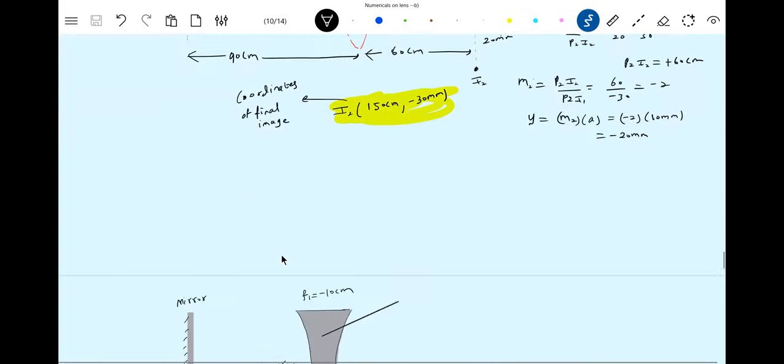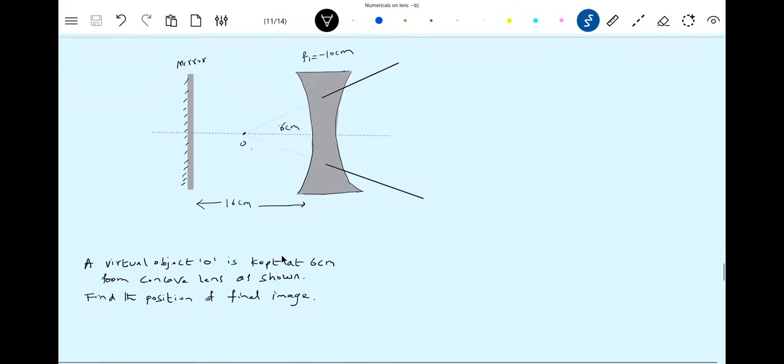Oh, I have a few more problems. A virtual object is kept at 6 cm from a concave lens as shown. Find the position of the final image, virtual object. So let this be the P, let this be the M.